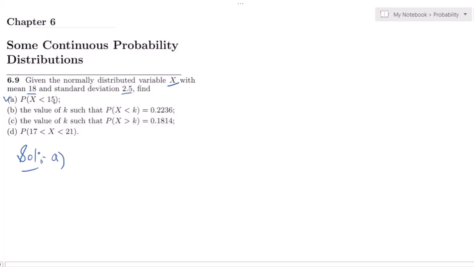So first of all, this is the value of x and we need to convert it to z to find the probability by using the z distribution table. We know that z is equal to x minus mu divided by sigma, where mu is the mean and sigma is the standard deviation. So let me put in all these values. X is 15, mu is 18, divided by sigma, which is 2.5. So it is 15 minus 18, which is minus 3, divided by 2.5.